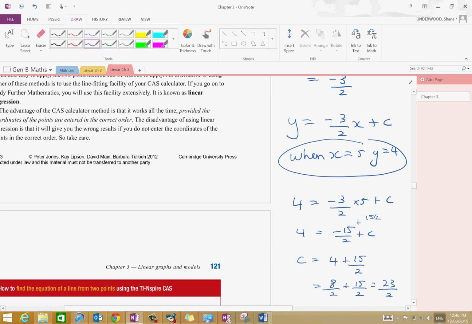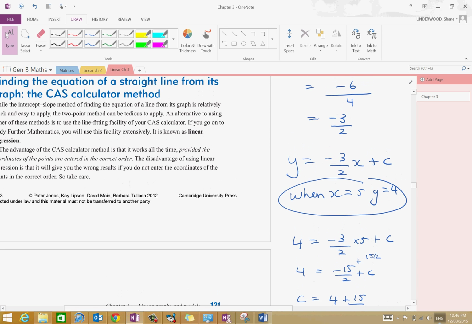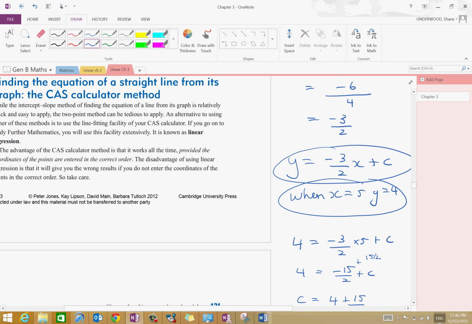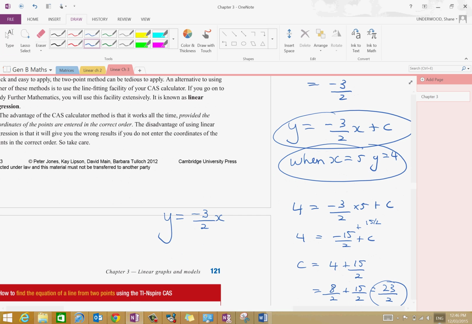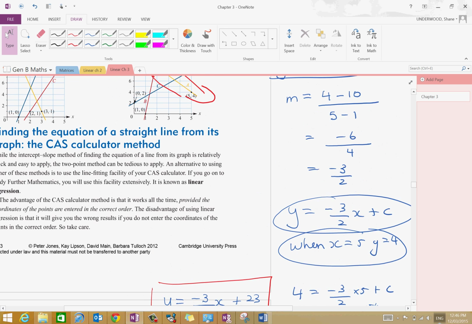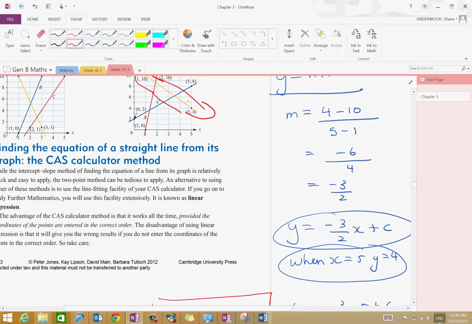So now I've found c, and because I've used a point on the line, therefore my equation is y equals minus 3 on 2 x. I check that it's got a negative gradient, plus 23 on 2, and away we go. And that is the equation for this. All right.